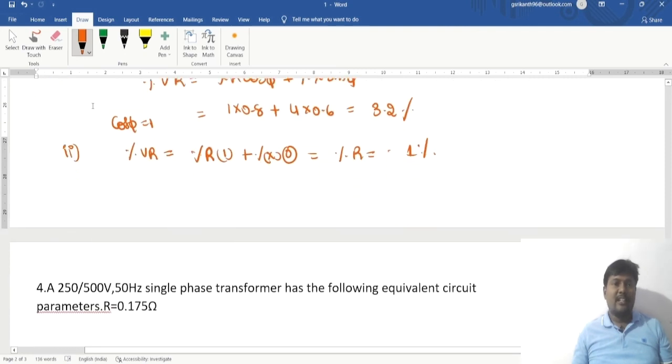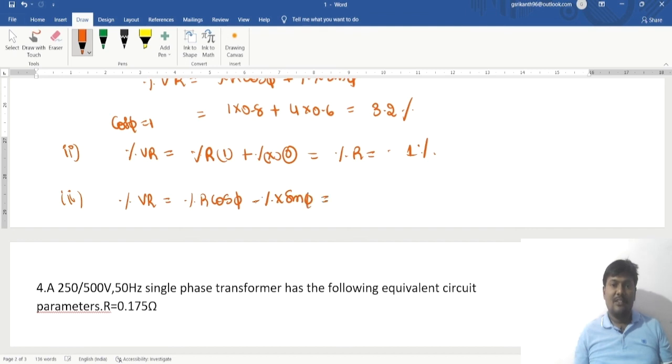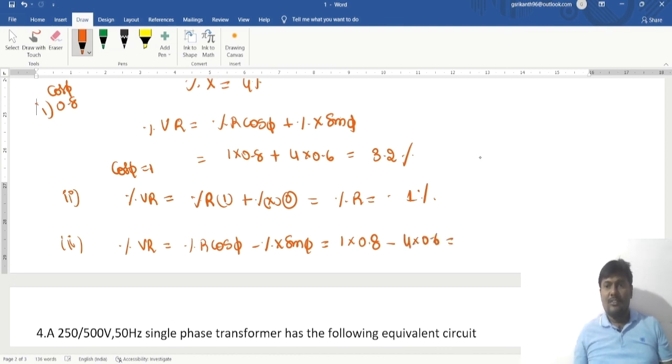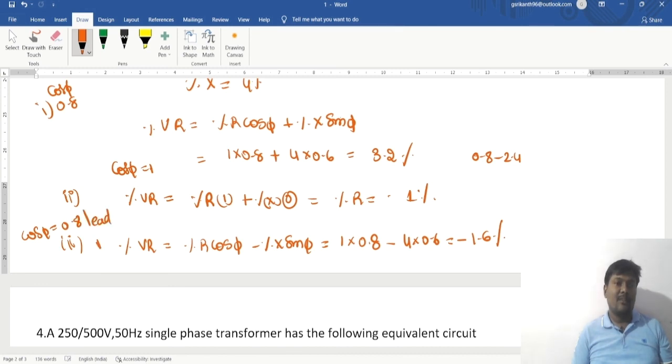And the third bit is 0.8 leading power factor. So now the percentage voltage regulation is equal to percentage R cos phi minus percentage X sin phi. So R is 1 into 0.8 minus percentage reactance is 4 into 0.6. So 0.8 minus 2.4, that should be equal to minus 1.6%. So this is for 0.8 leading power factor.